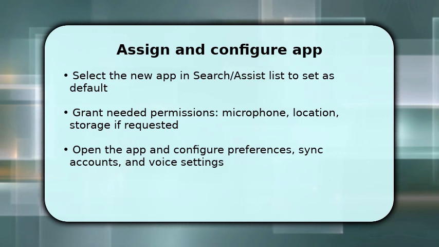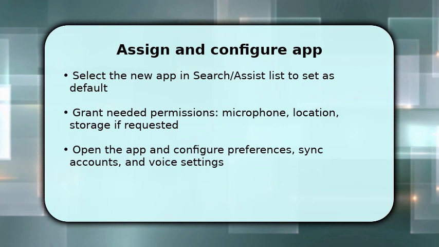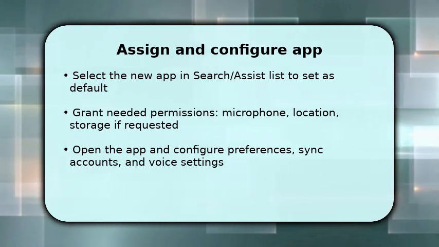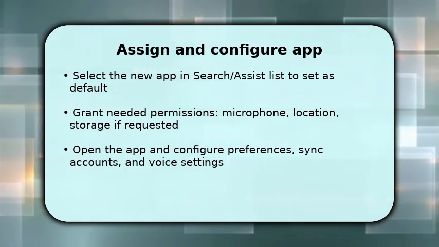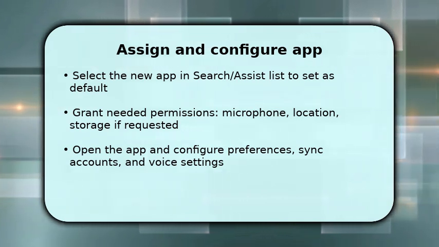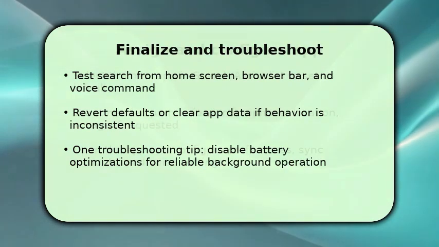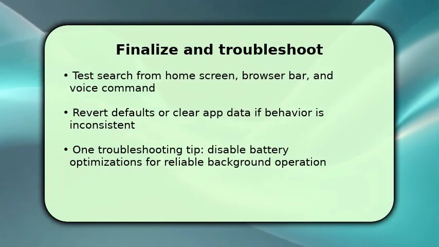Once set, open the app itself to sign in, import preferences, and adjust voice or privacy settings. This ensures consistent results and saves searches. If the app offers integration options, enable them. Finish by testing. Try searches from the home screen widget, the browser address bar, and a voice command to confirm the new app responds everywhere.